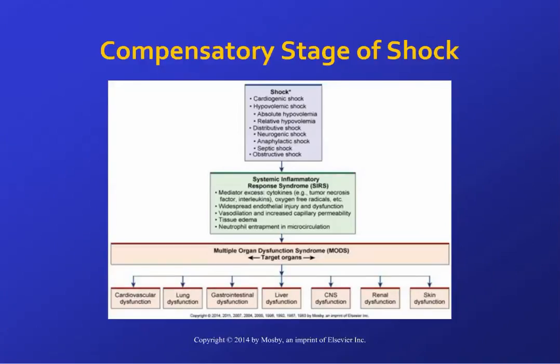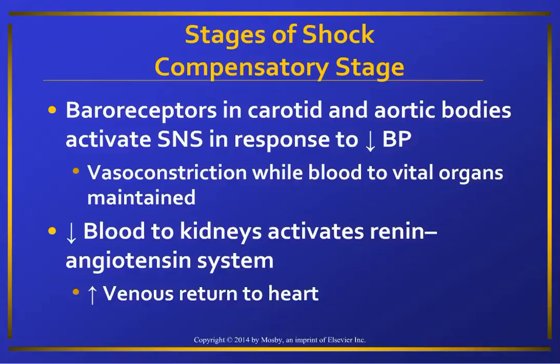This is a depiction of the compensatory stage of shock. Baroreceptors in the carotid and aortic bodies activate the sympathetic nervous system in response to decreased blood pressure. There is vasoconstriction while blood to the vital organs is maintained. Decreased blood to the kidneys activates the renin-angiotensin system, which increases venous return to the heart. One of the classic signs of shock is a drop in blood pressure, which occurs because of a decrease in cardiac output and a narrowing of the pulse pressure.